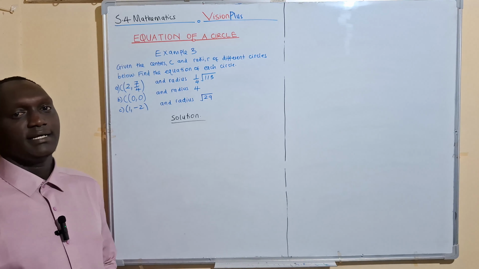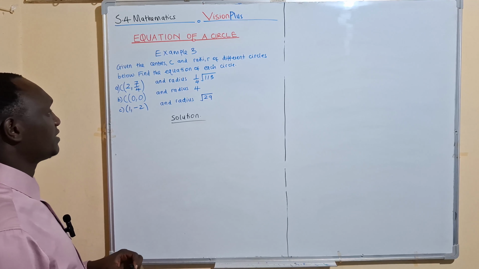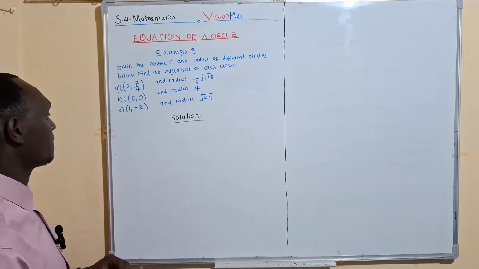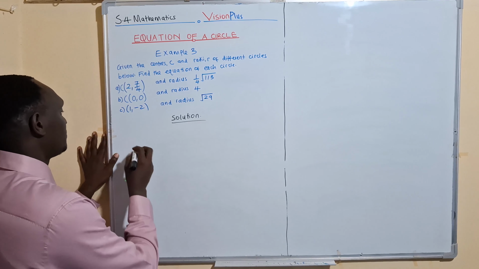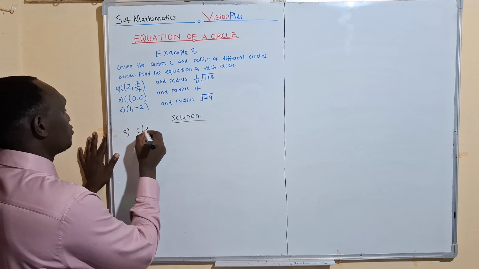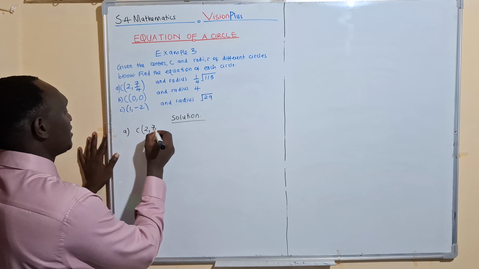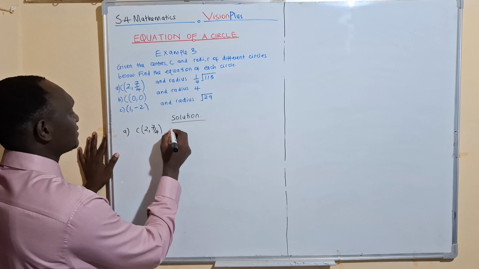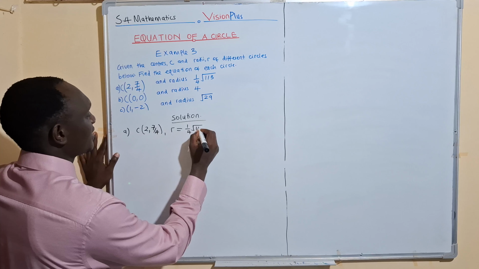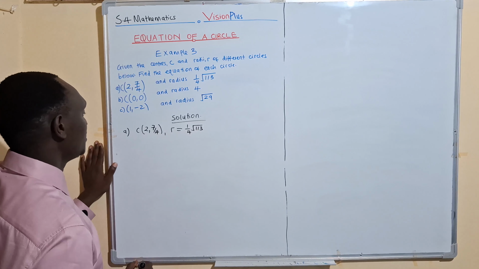We are now doing example 3 under the equation of a circle. Example 3 says that we are given centers and radii of different circles and that we need to find the equation of each circle. Part A says that we are given center (2, 7/4) and radius (1/4)√113. What do we need to do?